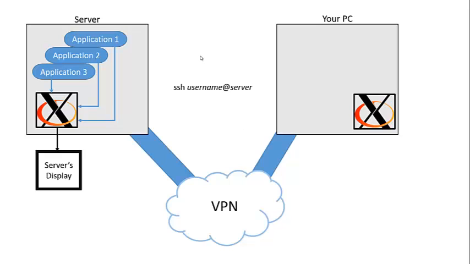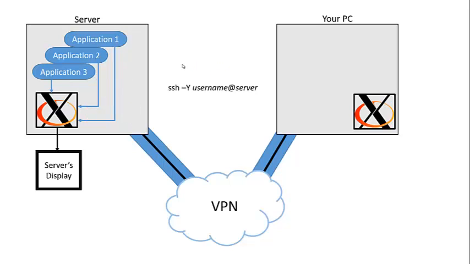Then, you'll use the command SSH, your username, at the name of the server you want to connect to. This will create a connection between your PC and the server. You can then interact directly with the applications in a terminal format. But when you want to view a graphical user interface, it doesn't work because it's still trying to put that display on the local server, which you don't have access to.